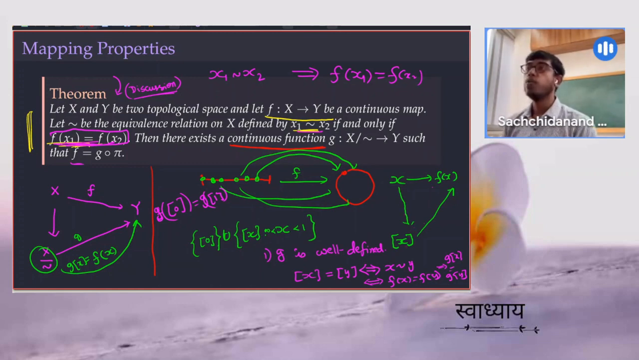And now you need to just see why it is continuous. That I leave for you to discuss. That's again a very easy thing. How do you prove that something is continuous? You take some open set here and prove that the inverse image is open. Okay. Yeah, any other?